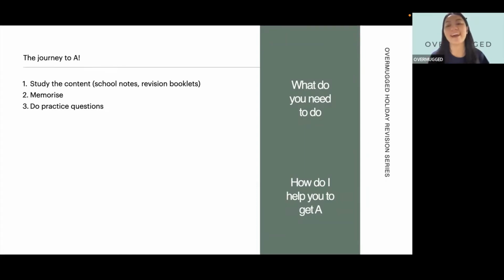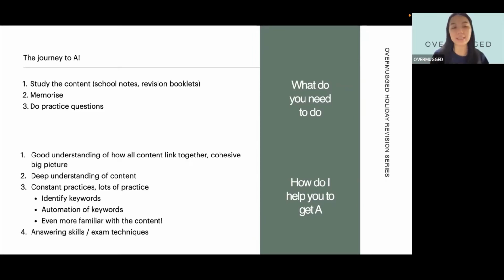But there are also things that I think I can help you better with in this journey, and those will be these 4 points. I will elaborate on them individually on later slides. But in general, it's about having a good understanding of all the content, having a big picture and therefore a deeper understanding of the content, a lot of constant practice, and answering skills and exam technique.